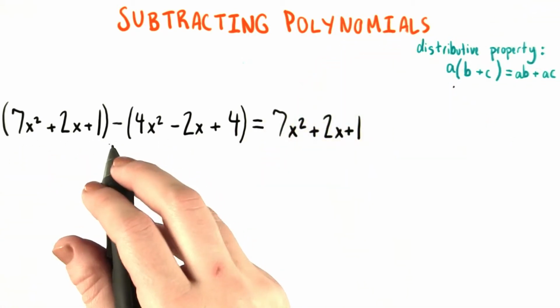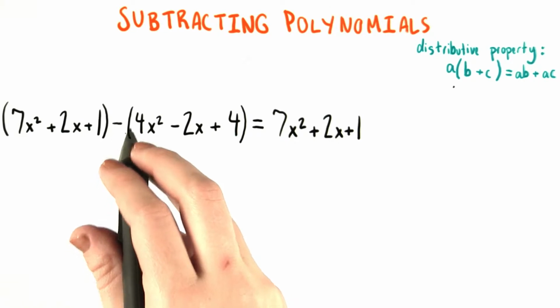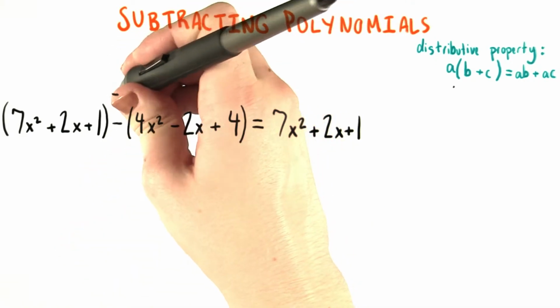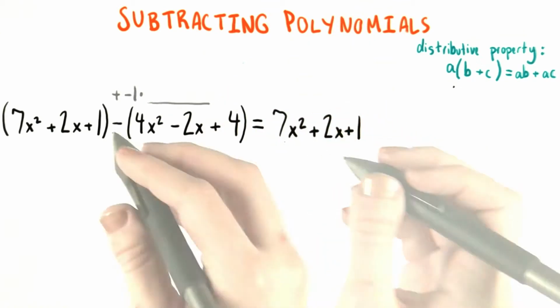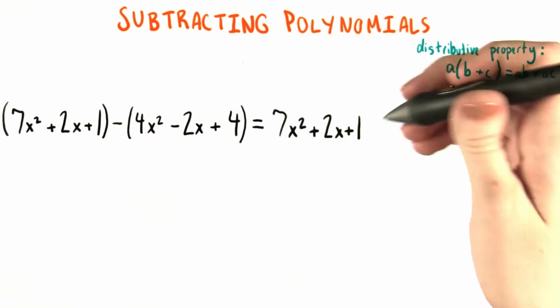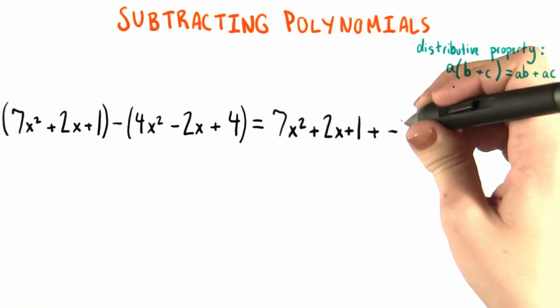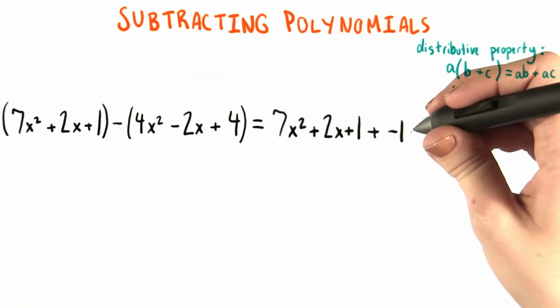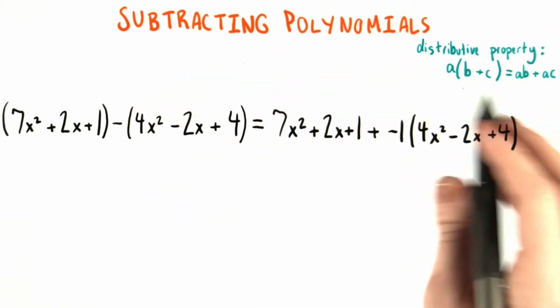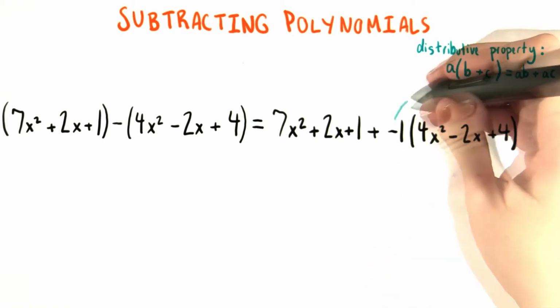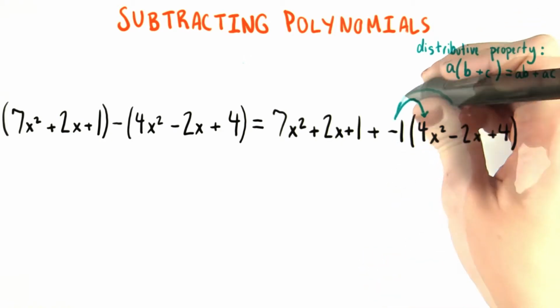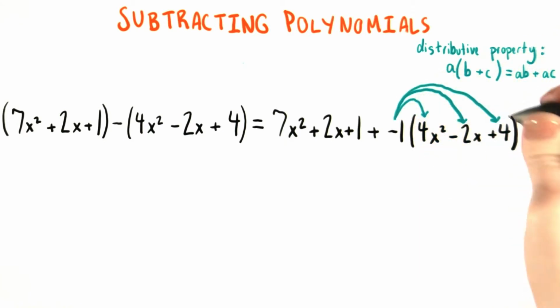And then we remember the trick that we talked about before, that a minus sign actually means plus -1 times whatever you want to subtract. So instead of the minus sign right here, that's what I'm going to write. We're adding -1 times this entire thing in parentheses. And now we need to use the distributive property to multiply -1 by every term in here. So it's going to affect the 4x squared and the -2x and also the 4.